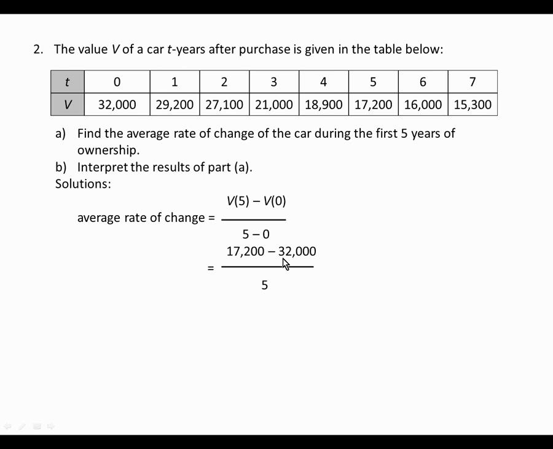Then we do our 17,200 minus 32,000. We get negative 14,800 over 5. And then negative 14,800 divided by 5, we get negative $2,960. Remember, these are dollars. It's the value of the car. So there's your average rate of change during the first 5 years of ownership. Negative $2,960.